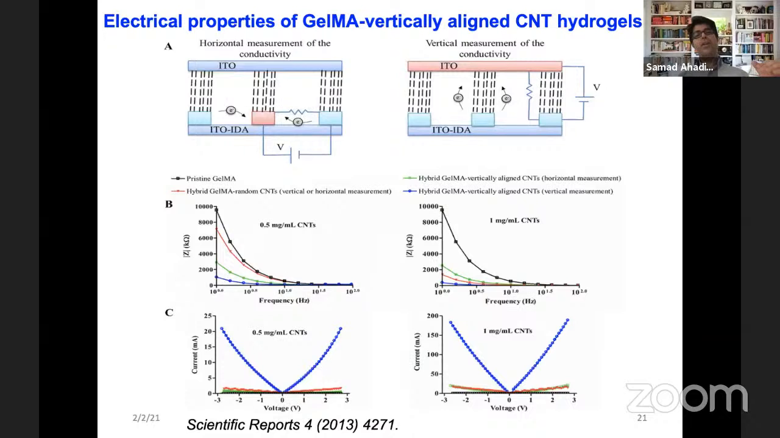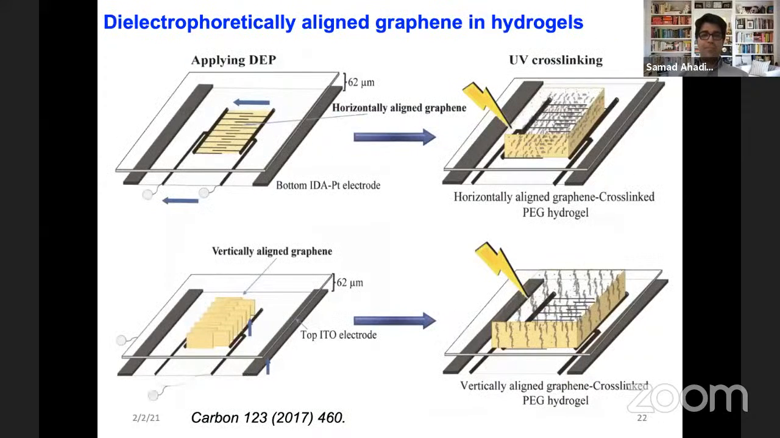Actually, we got a vertically aligned CNT in the hydrogel system. The way to do that is, instead of using the glass slide or photomask on the top, we use the ITO electrode, and if we apply the electric field to the bottom and top electrode, we can get this CNT alignment in the vertical direction. And this hybrid system is very important to fabricate a biosensor based on the CNTs.